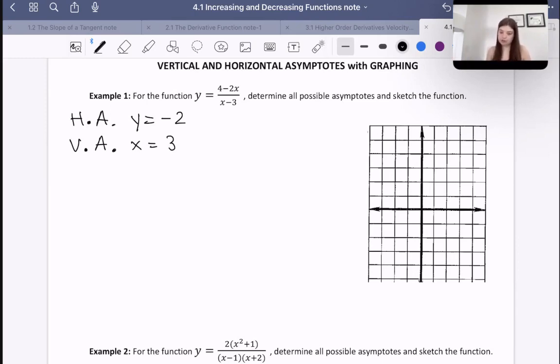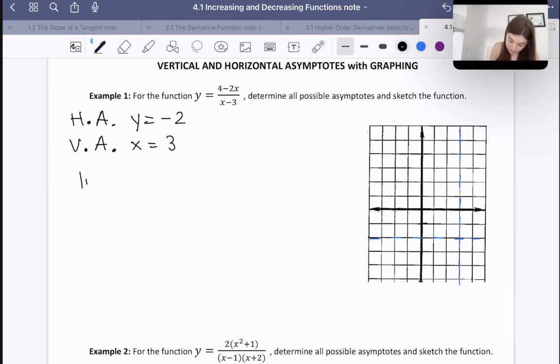So the first thing I'm going to do to graph this is draw my asymptotes in dotted lines. Maybe I'll do it in a different color just so it's more visible to everyone. So there's y equals -2, and x equals 3. So there we go. There's where our asymptotes are. Okay, so now what I need to know is the end behavior of this function at the vertical asymptote, and that will help us out. So let's do that.